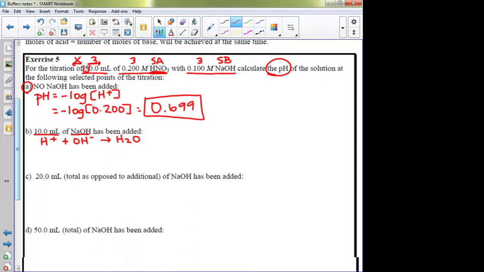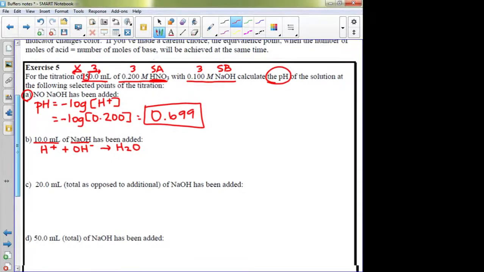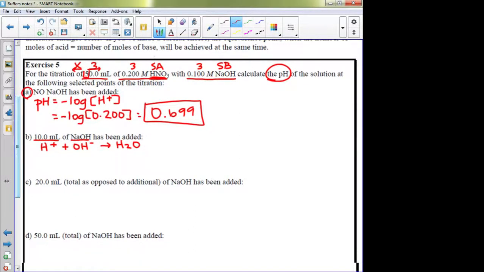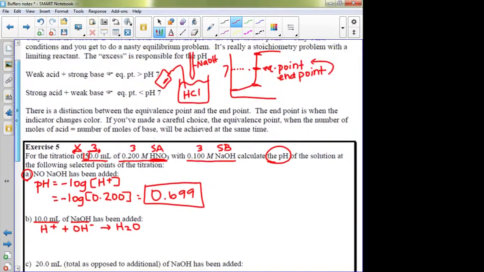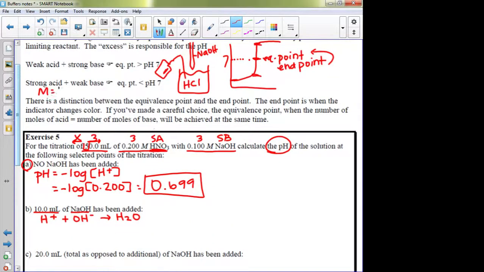You with me? So, how much of the H positive did I start with? Now remember, when we do limiting reactant problems, we don't keep it in molarity, we change it to what? Moles. If molarity is equal to moles divided by volume, then the number of moles is equal to molarity times volume, right? Everybody agree with this?